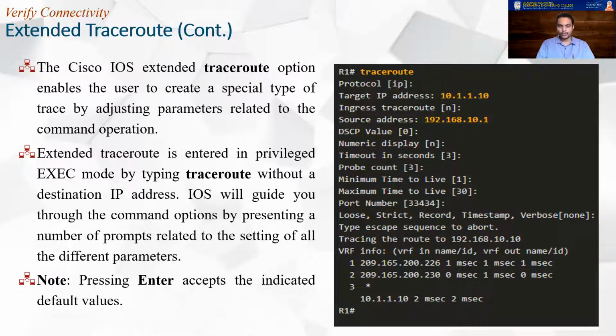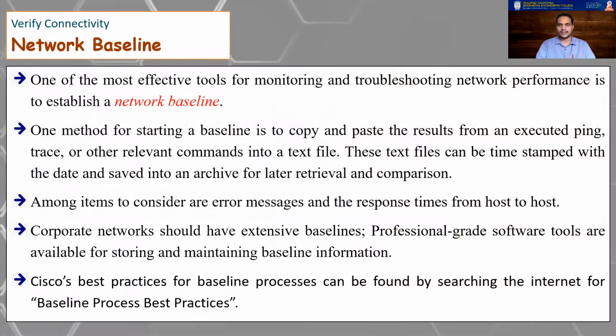In your privileged executive mode, type in traceroute, press enter. You can go for protocol. If you just simply press enter, that means if you don't want to give anything, it will automatically take its default settings that it already has. So if you just press enter, it takes the indicated default values. If you want to change anything, then you need to enter whatever values you need there. This is called extended traceroute.